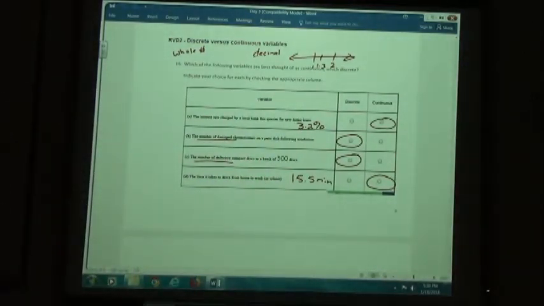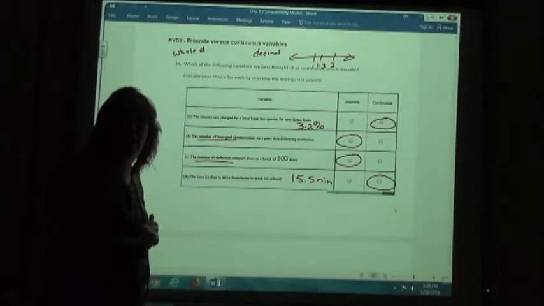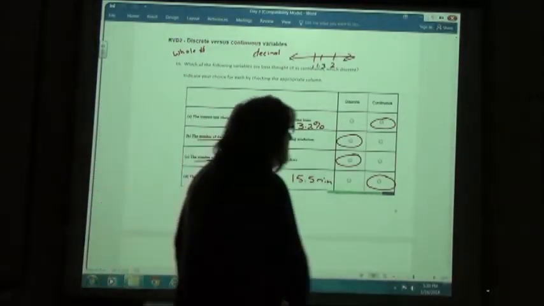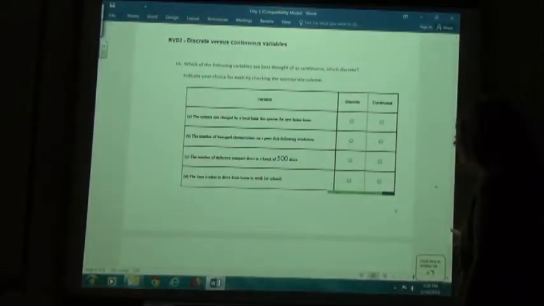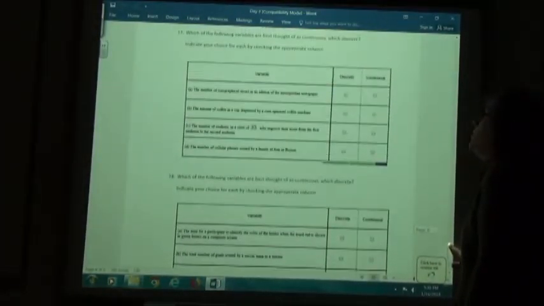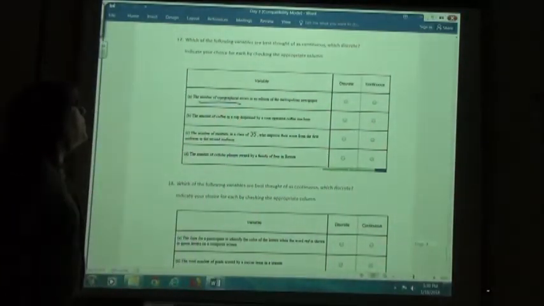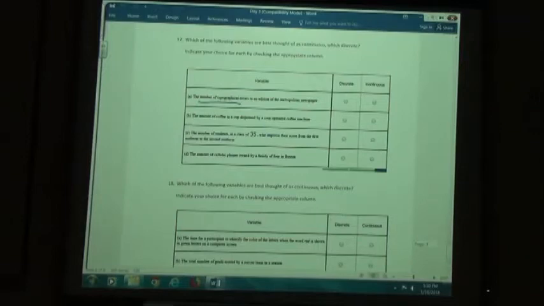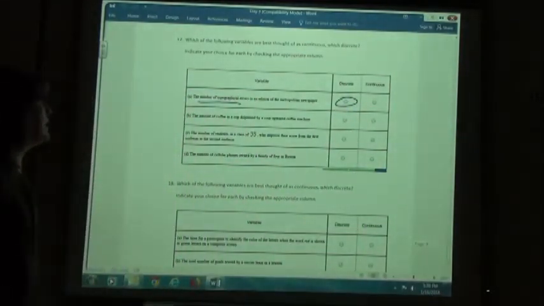So discrete, can I only have a whole number answer? Is it something that can be counted? Continuous, could I have a decimal answer? Is it something that could be between two whole numbers? So number 17, if I'm looking at this one, the number of typographical errors. Again, I would count that. It would be a whole number answer, going to be the discrete.